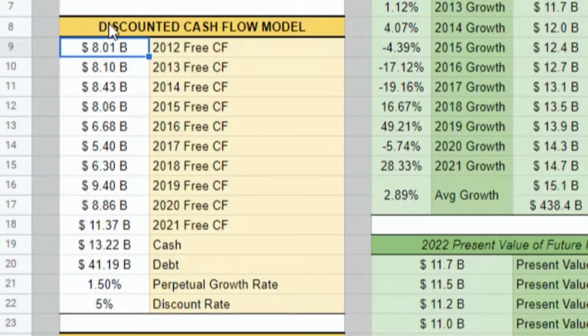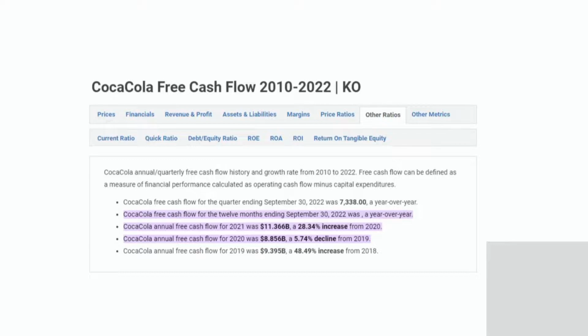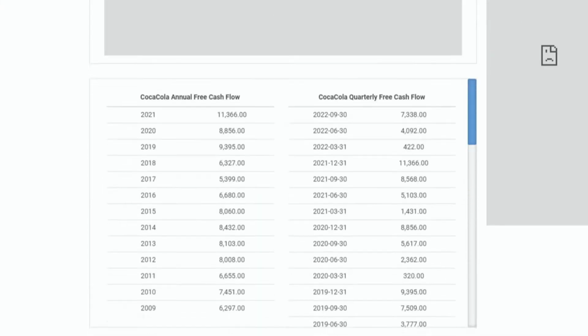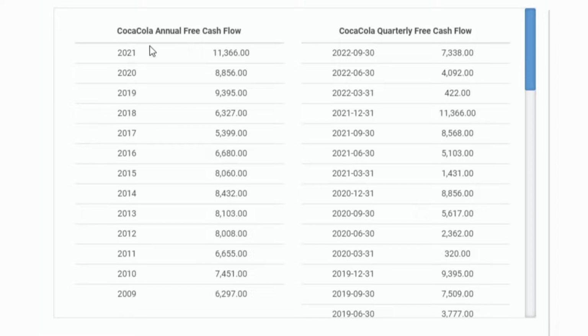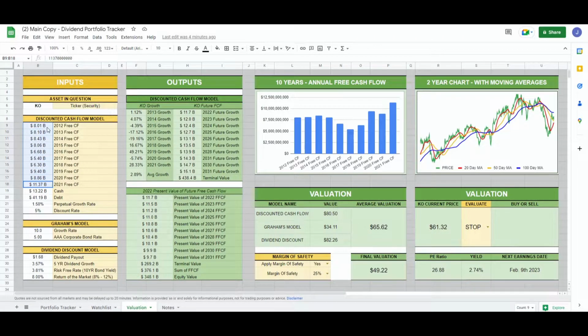So first off, where did I get the discounted cash flow model numbers? Well, I head over to macrotrends.net, and on Coca-Cola's page, you scroll down to the bottom, and they have annual free cash flow numbers for the past few years. And we took from 2021 to 2012. These numbers are in figures of millions, so 366 million or 11.3 billion. Went ahead and plugged those into my calculator.